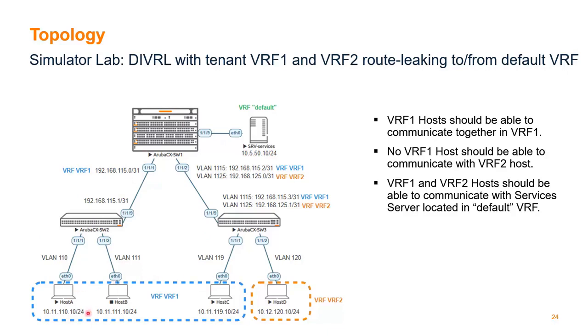No host in VRF1 shall be able to communicate with a host in VRF2. However, we want every host in VRF1 or VRF2 to be able to communicate with the services server sitting in the default VRF. So this is pretty much the objective of the demonstration. Everything is running here as a simulator, so that is also good for you to practice if needed. You have the ability to have exactly the same config on the simulator as on a true physical switch.